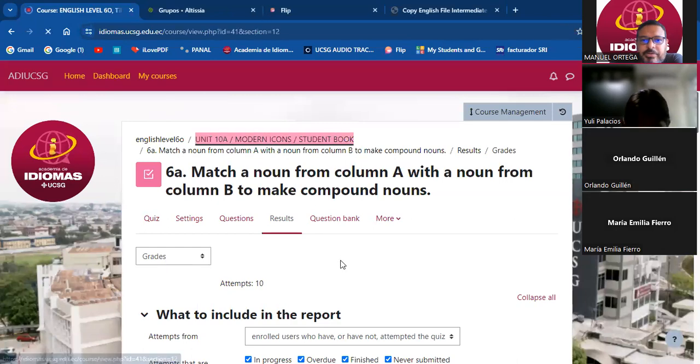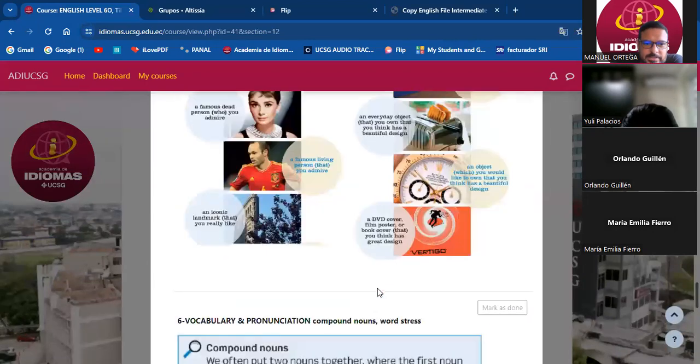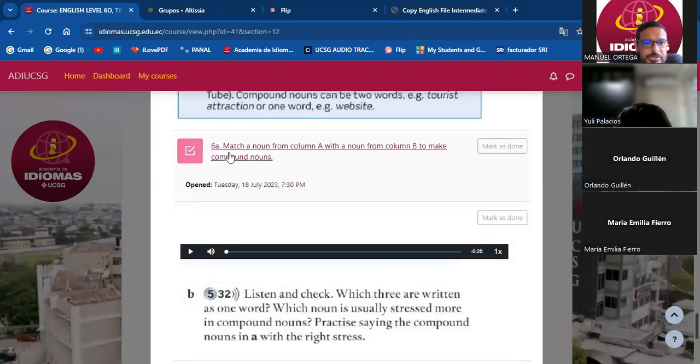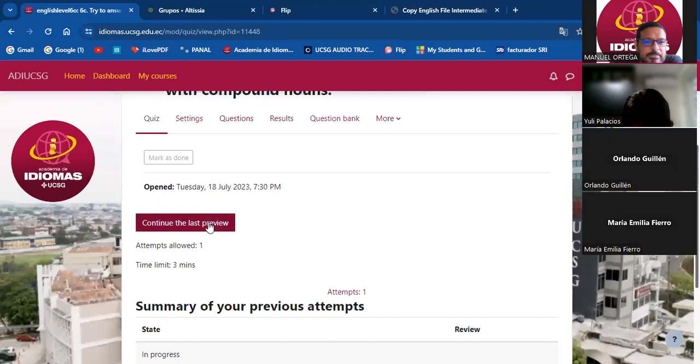Going back just to check, always going back to the main page. And we are in the section of vocabulary. We just worked on 6A, match a noun from the column, and now we're gonna get to this one. Try to answer all the questions in 3 minutes with compound nouns. So as usual, please wait a little moment while I work on it with your help, and then try your attempts. So let me open the activity.